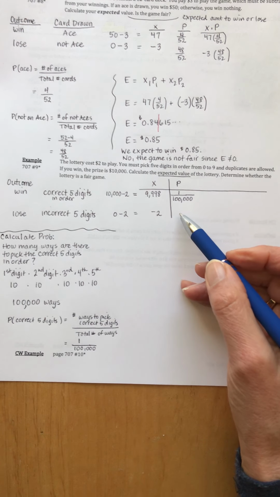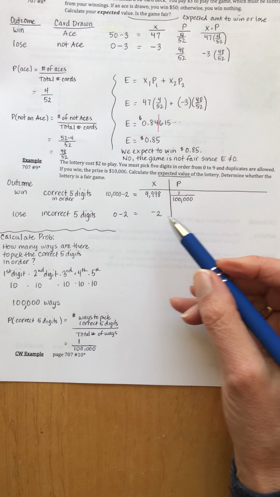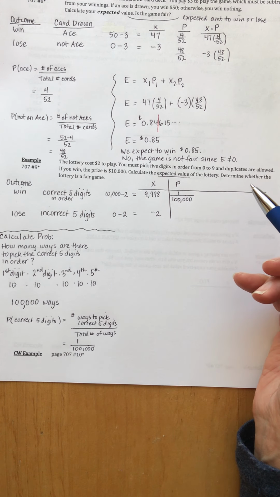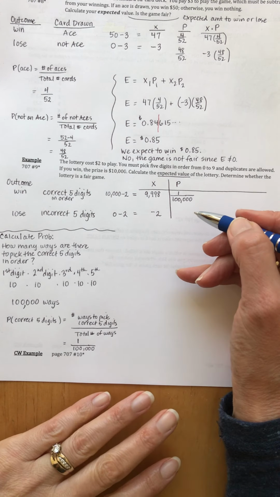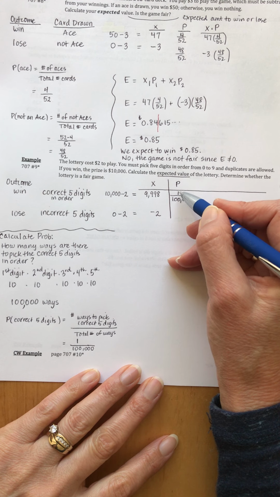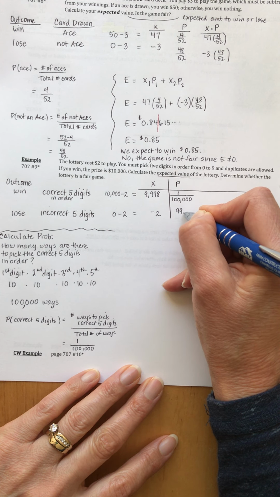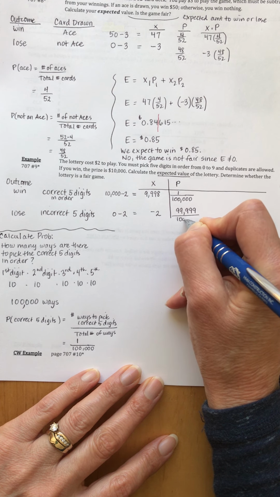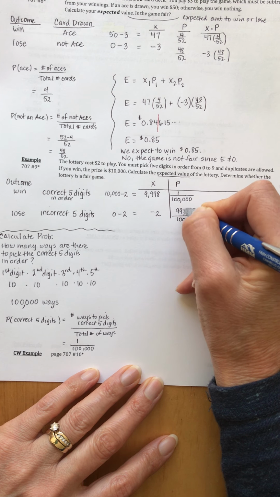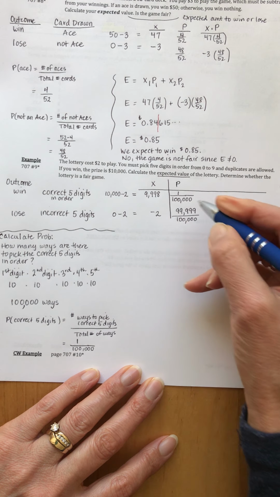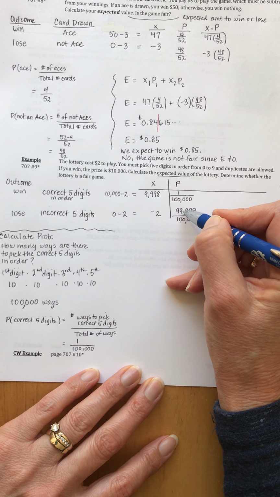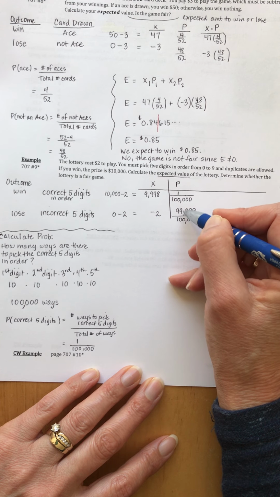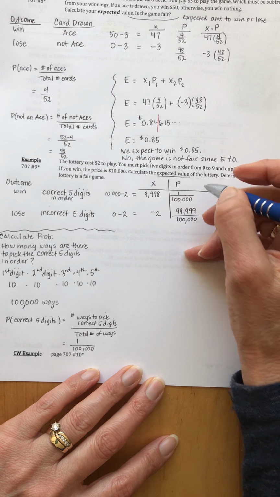Okay, let's think about the probability of picking it incorrectly. Well, if there's just one right answer, how many wrong answers are there? All the rest have to be wrong. So 100,000 minus 1, there has to be 99,999 wrong ways to do it. When we add these two together, we see that we get everything, a total of 1. When we add 1 and 99,999 together, we get 100,000. So that's all of the possibilities.